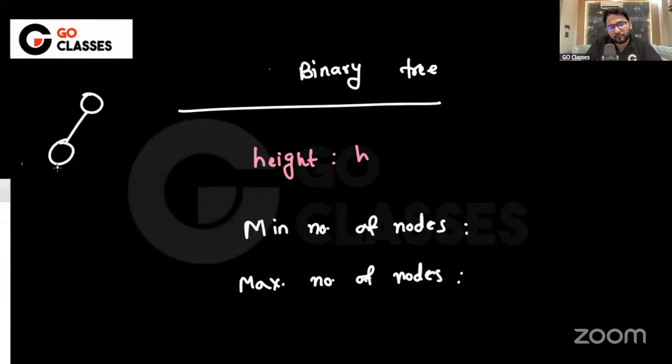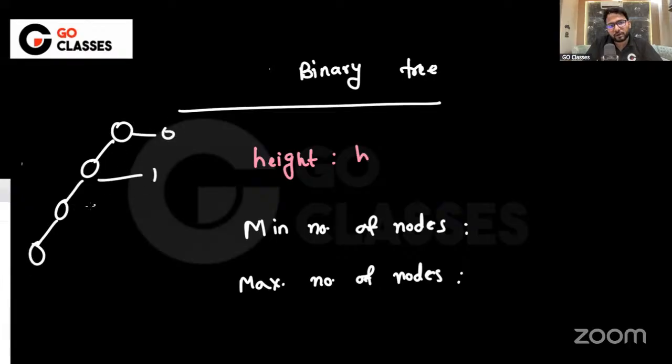See, let me tell you the minimum. For the minimum, it actually has to be zigzag, right? Or you can make it skewed if you're more comfortable with that. So height is 0, 1, 2, 3, like this. For height h, how many nodes minimum could be there? See, this height is 3, 0, 1, 2, 3, right? So the minimum number of nodes will be 4. So basically the minimum number of nodes could be h plus 1.